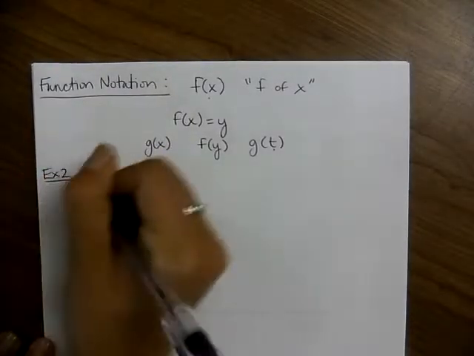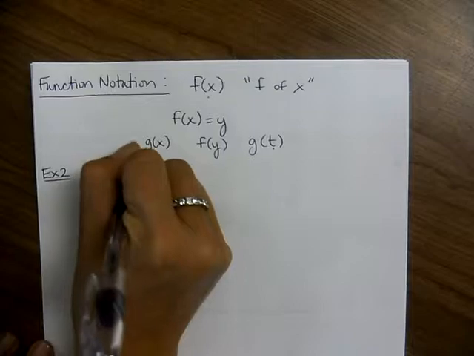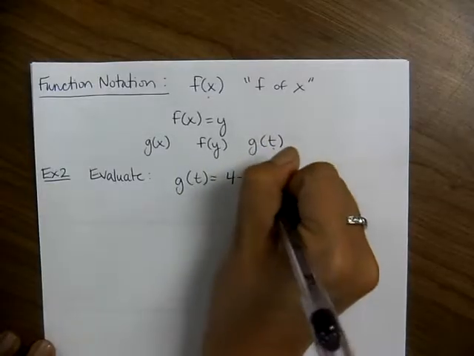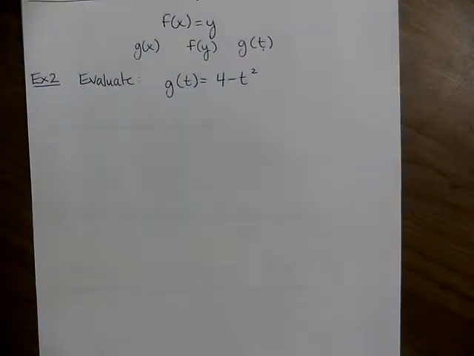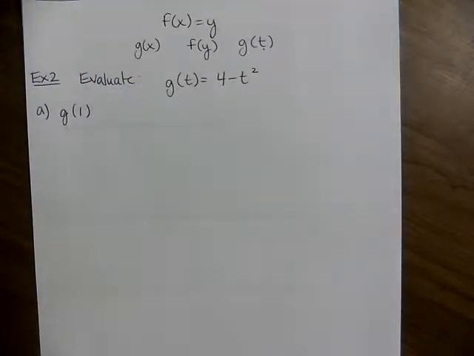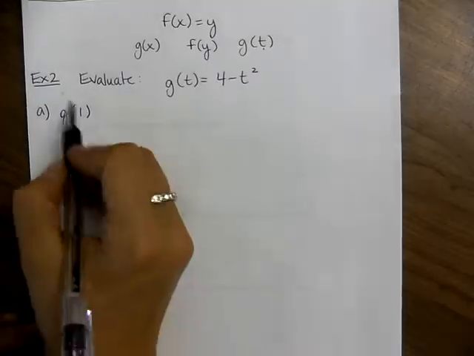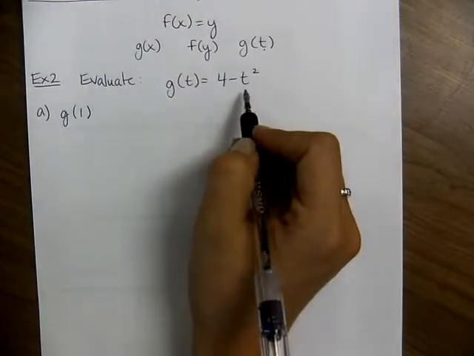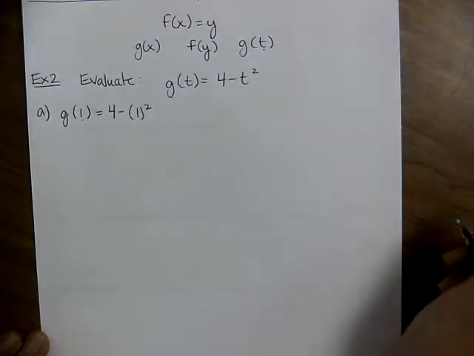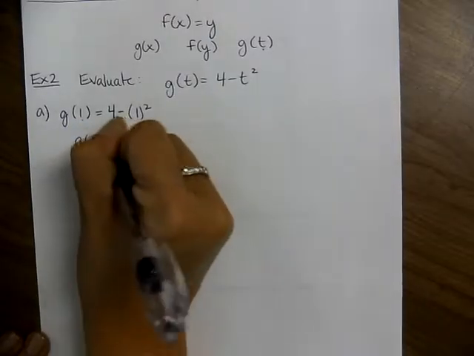So let's take a look at this. Evaluate, let's say we're given g of t equals 4 minus t squared. Okay, and I want to find g of 1. Okay, so when you see this g of 1, this is telling you you're using function notation, your input is 1. So everywhere I see a t now, I have to put a 1, and then I just have to simplify. So I have 4 minus 1 squared. So g of 1 is 3.